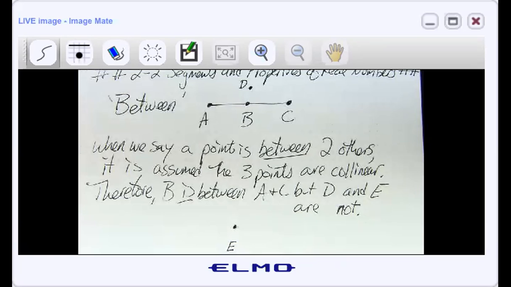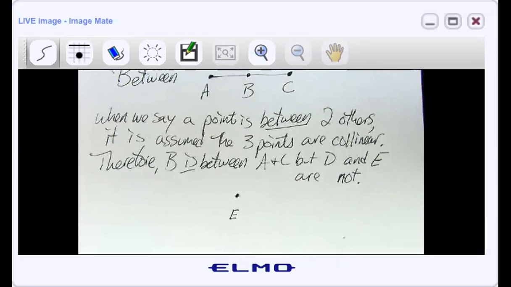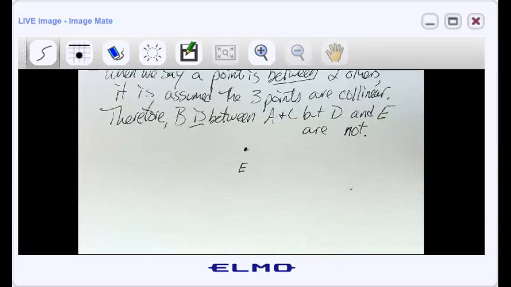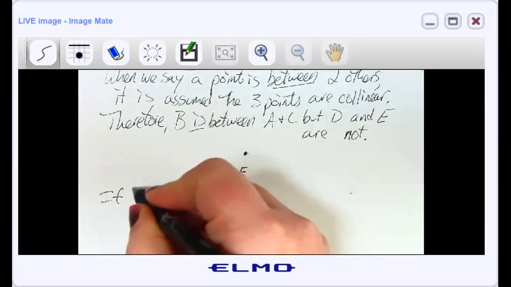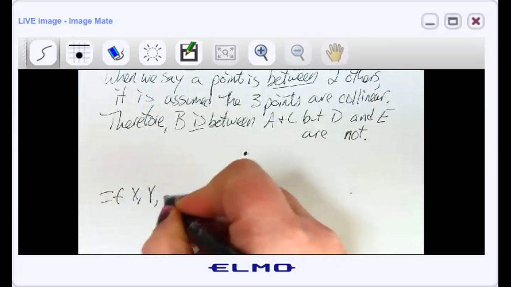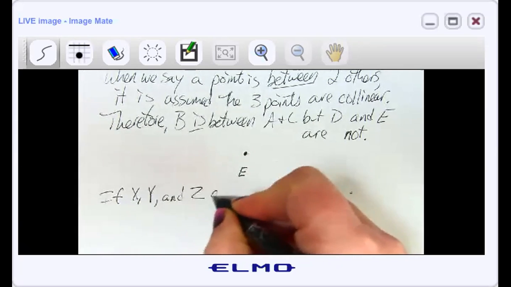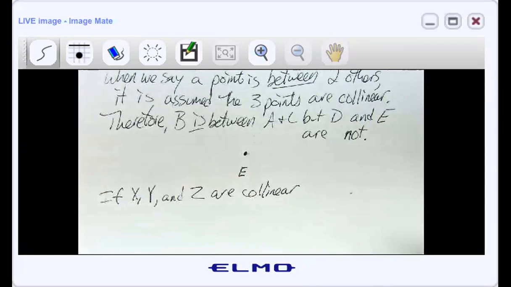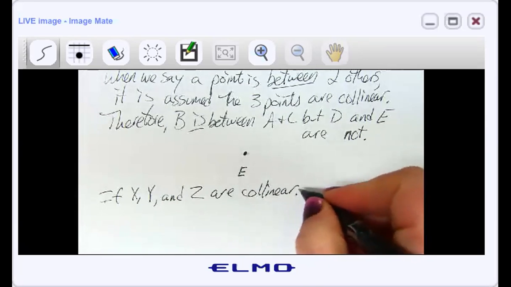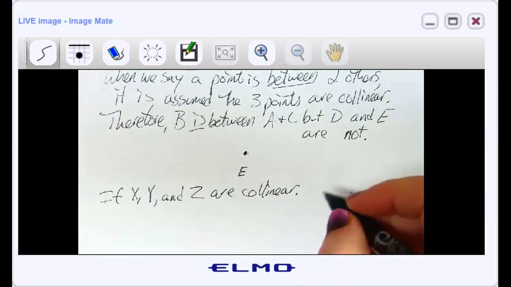All right, so let's try a problem now. Let's see if we can figure this one out. So let me write it out and we'll see if we can work our way through. So in this problem, X, Y, and Z are collinear. So I have 3 points and I know that they are all in fact on the same line. Okay, I don't know what order they're in. They may not necessarily show up in alphabetical order, right? I just know that I have these 3 points and they are all on the same line. Okay, so let me give you some more.